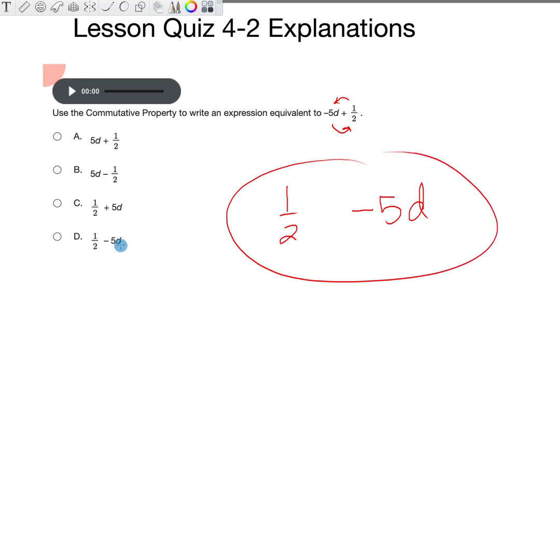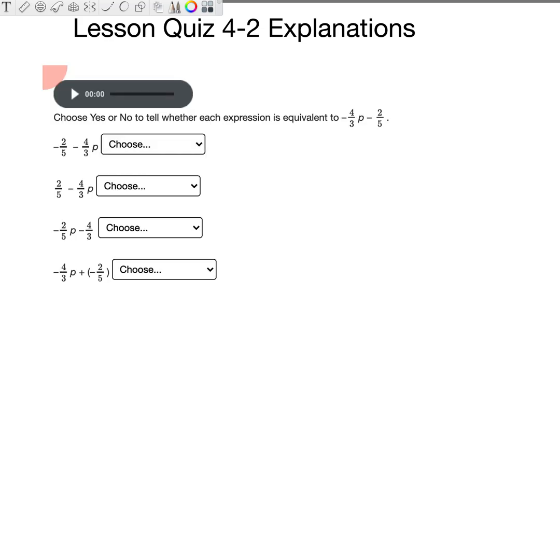So that's what I'm looking for, and there it is right there. 1/2 minus 5d. The commutative property says I can move things around in an addition problem. It would also work for multiplication, but that was not one of our choices here. A common wrong answer is to put this right here and forget about the negative that's on that 5. That negative has to go with it. So if you're moving it around, that negative stays with it.